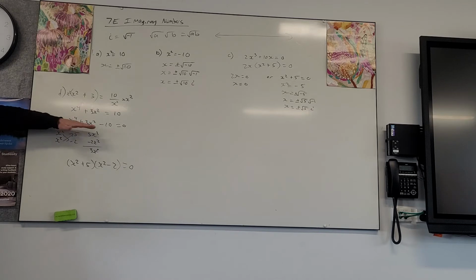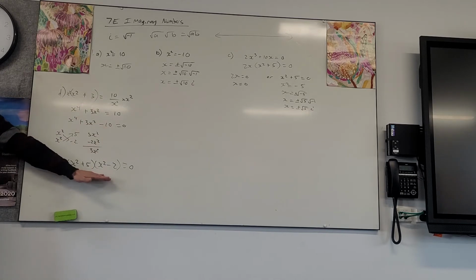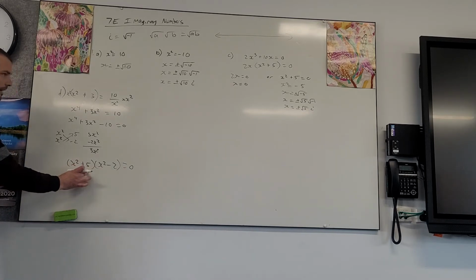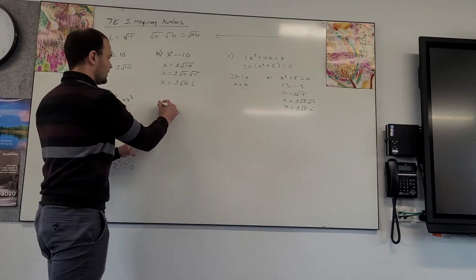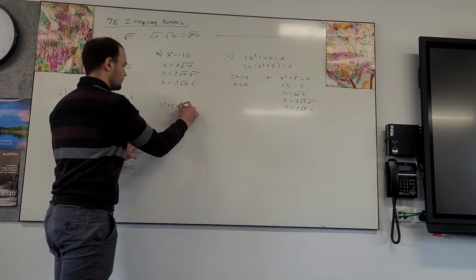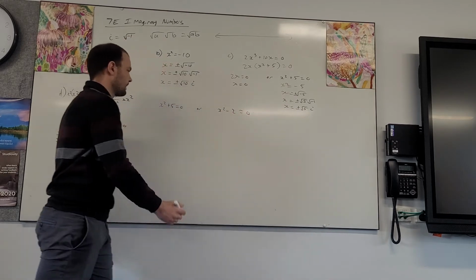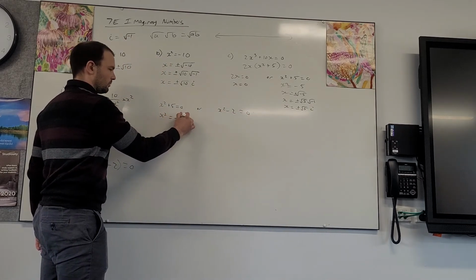Okay, so we're recognising we can factorise that, we can move from there to there. And then we can apply the null factor law to find the solutions. We're going to have x squared plus 5 is 0, or x squared take 2 is 0. And we'll process both of them.